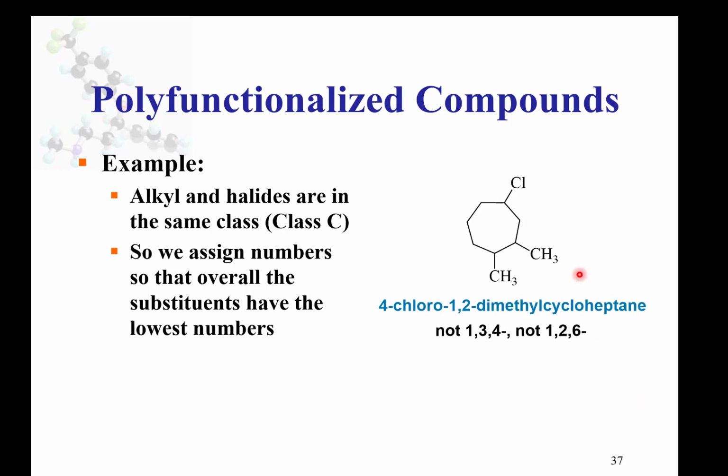This molecule, besides alkyl groups, also has a halo group. However, alkyl halides and alkyl groups are in the same priority class, namely Class C. So we just give all of the substituents again lowest possible numbers. And if you think about it, the lowest possible numbers will be to give this 1, 2, 4, so that this compound is 4-chloro-1,2-dimethylcycloheptane. Notice that it's not 1,3,4 or 1,2,6, which are higher overall numbers than 1,2,4.